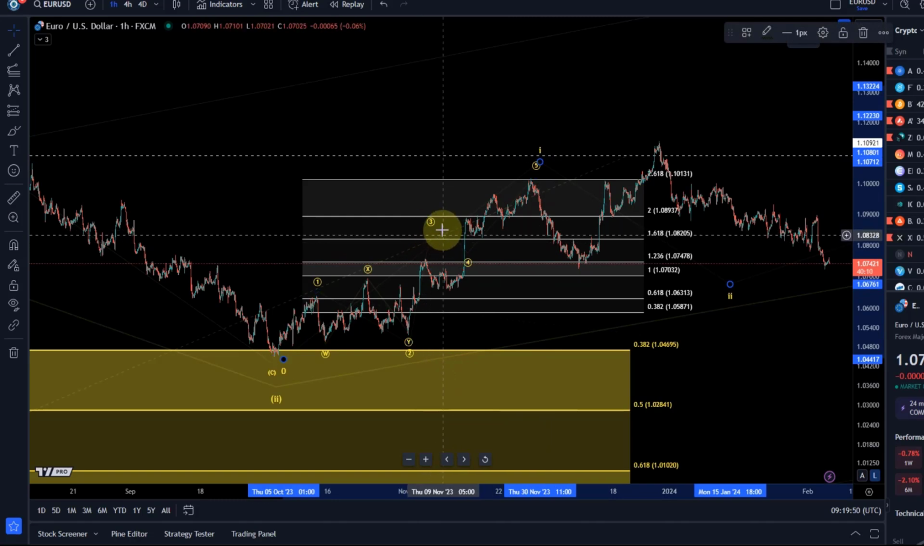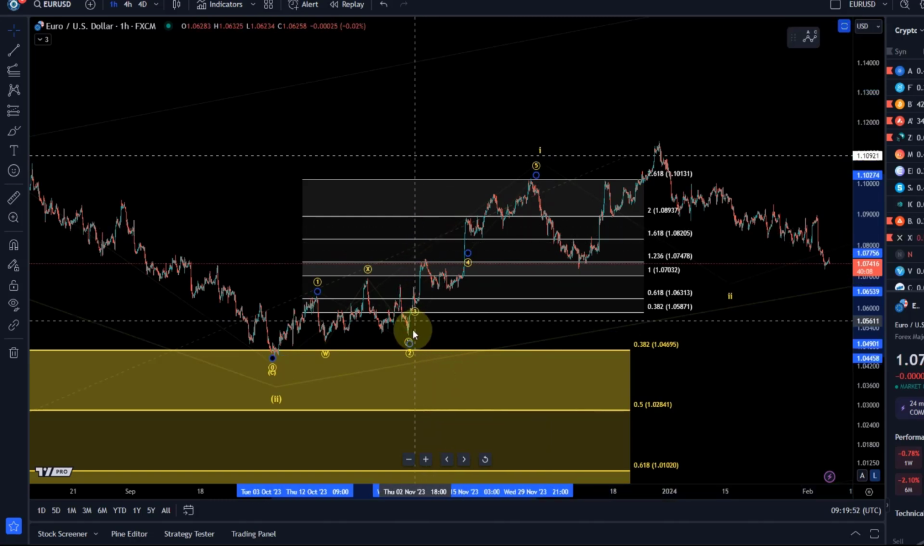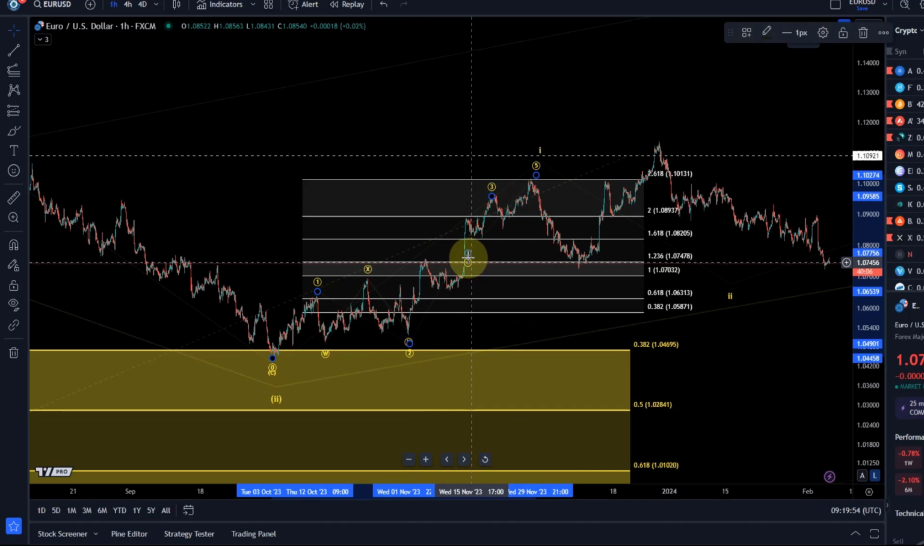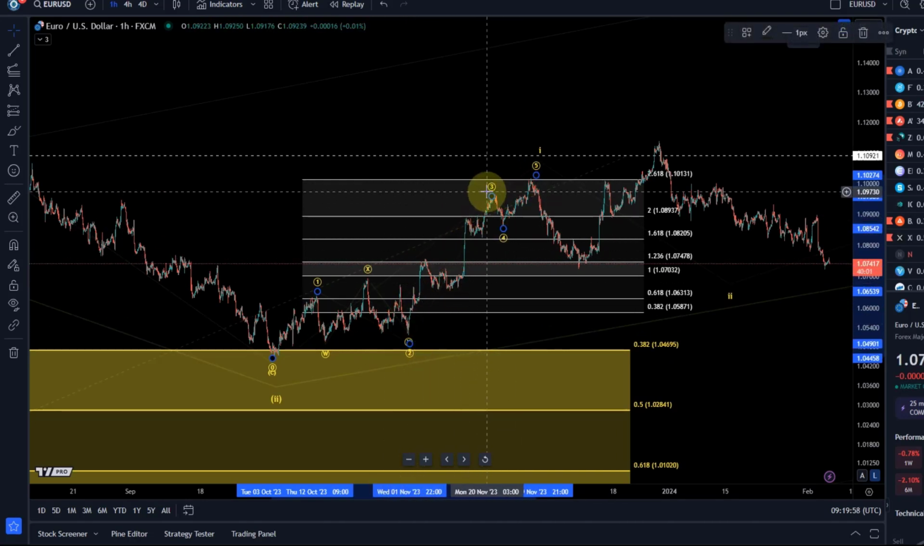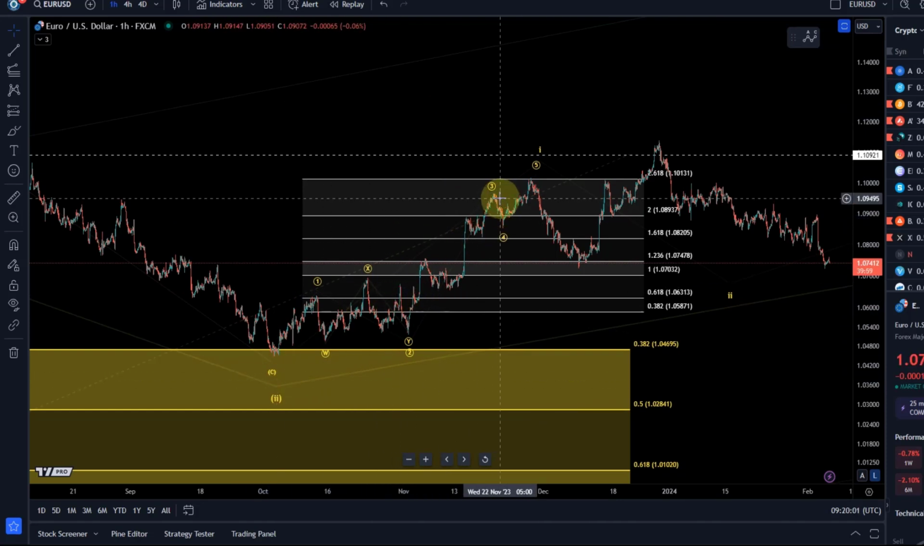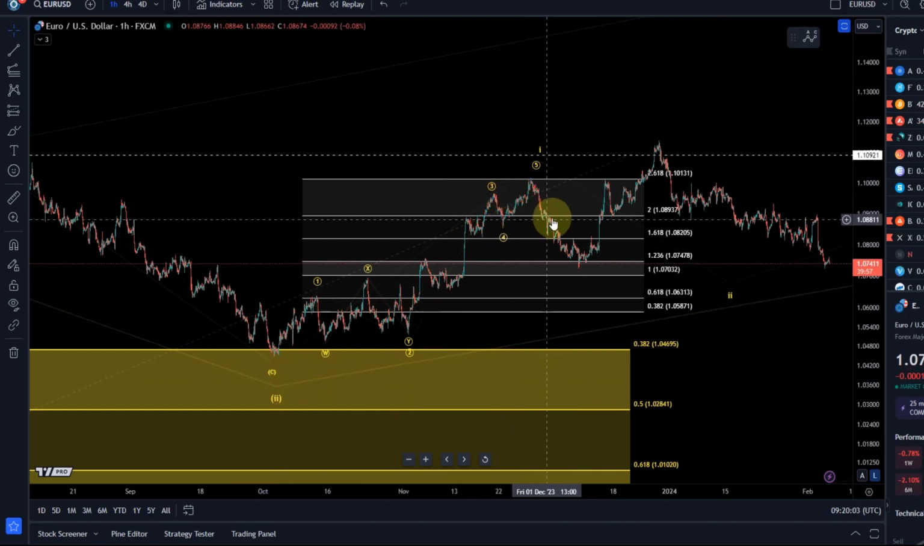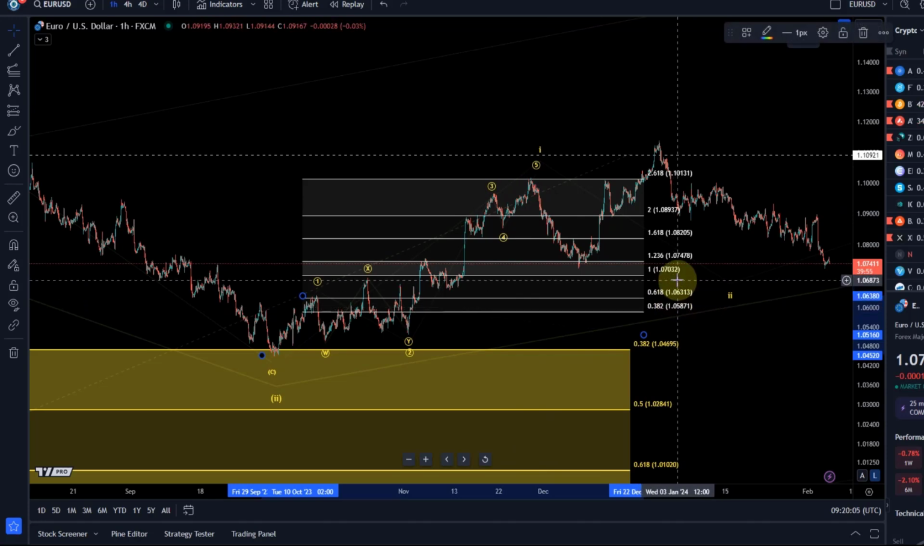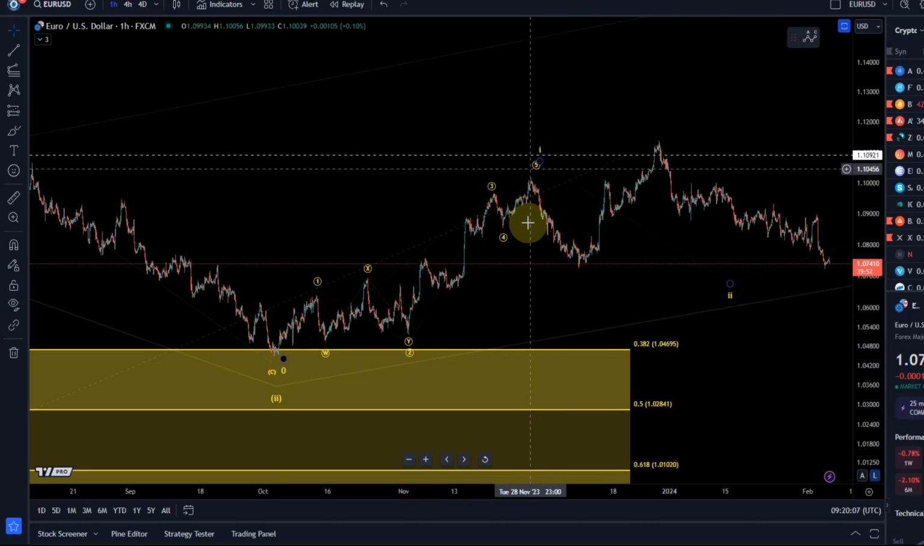The top of the 3rd fits best here, and the 4th was this. And we had an extended 3rd, which is a 5-wave pattern in itself. A very nice Elliott wave impulsive structure that we see here. But the question is, okay, what's this, right?